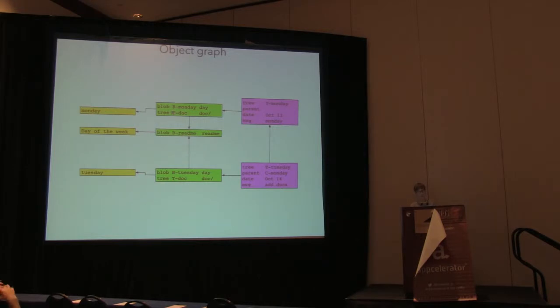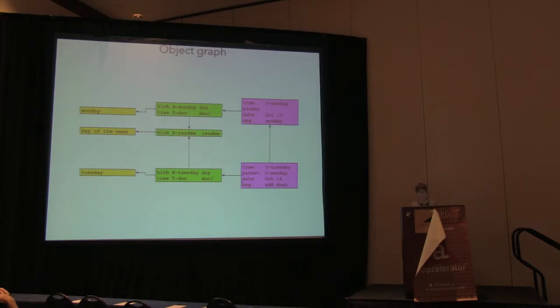So this top tree points at the Monday blob for the day file, which remember is in the root of the repo, whereas the tree for the doc folder points at the blob for the README. Okay, so these five objects up here represent that first commit. Now let's look at the second commit down here. So this is the Tuesday commit.